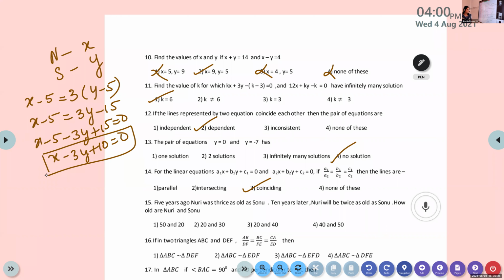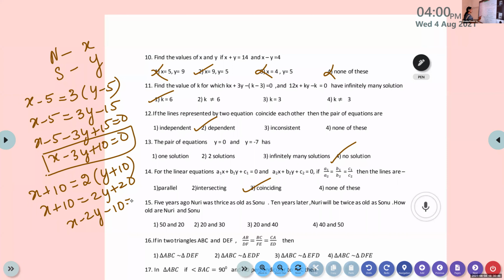Now frame the second equation. 10 years later, X plus 10 will be, Nuri is twice as old as Sonu, 2 times Y plus 10. If you open the bracket, we get 2Y plus 20. So we get X minus 2Y minus 10 is 0. We can solve these two equations and find X and Y.